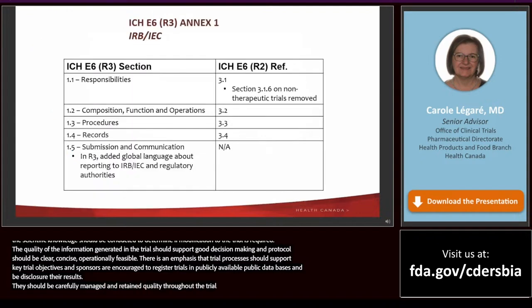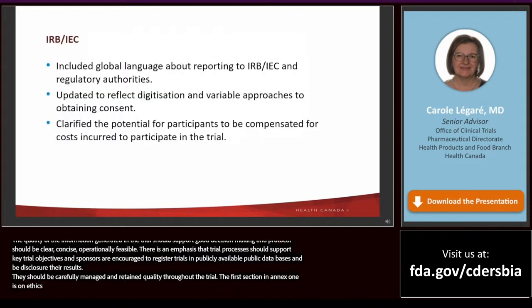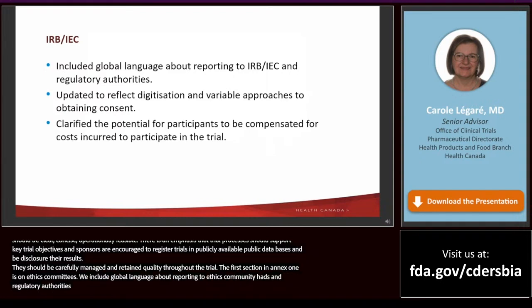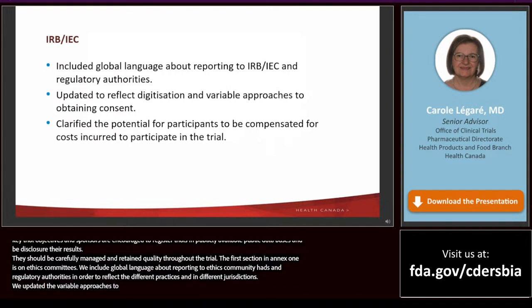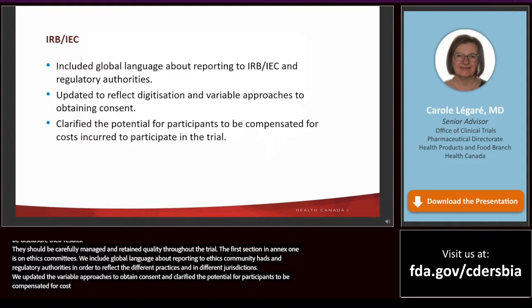The first section in Annex 1 is on ethics committees. We included global language about reporting to ethics committees and regulatory authorities in order to reflect the different practices in different jurisdictions. We also updated the variable approaches to obtain consent and clarified the potential for participants to be compensated for costs incurred in order to participate in a trial.